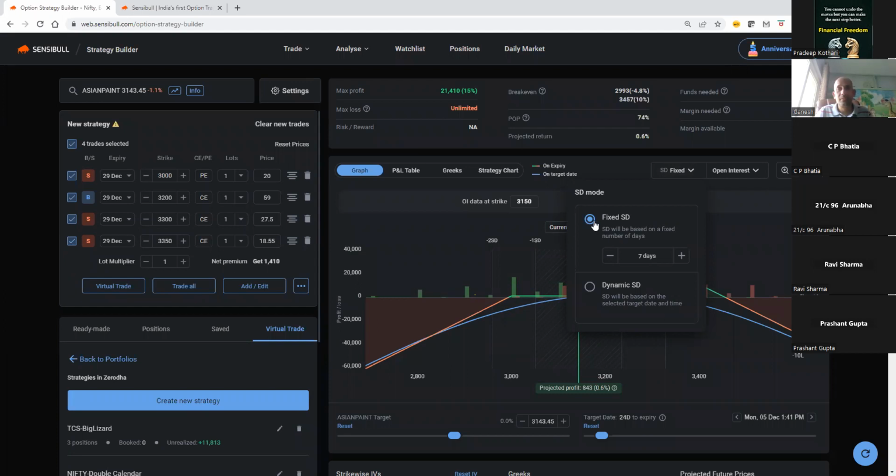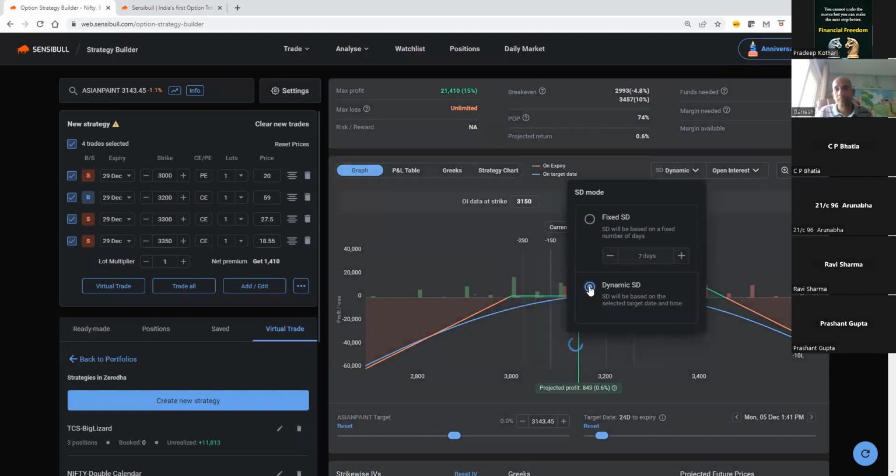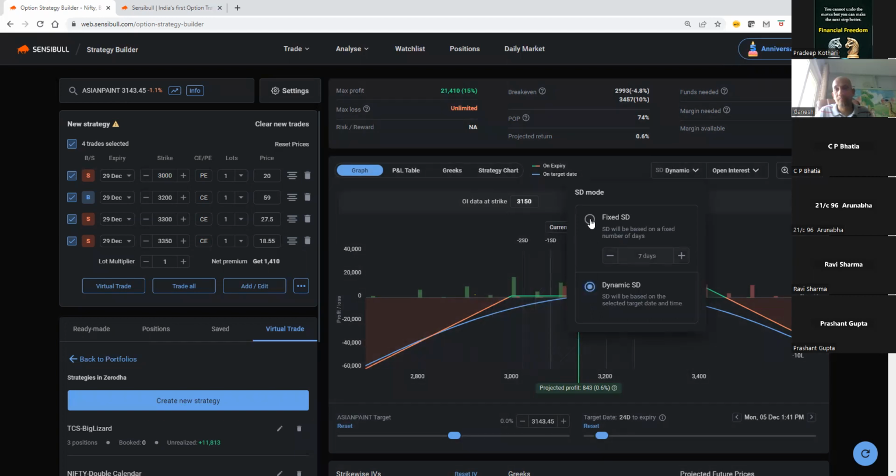I don't know. The standard deviation, I mean, they're making it fixed. This is for the next 7 days. Dynamic is something different, but I never explored this. If you select the dynamic, the range changes somehow. It starts getting smaller and bigger.